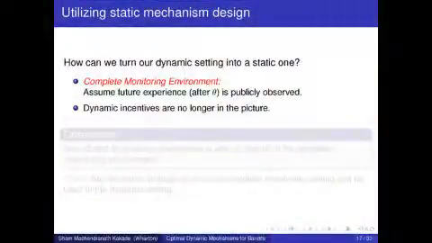But we do have a very good understanding of what happens for static mechanism design, in the sense that if there's really just one signal, we have a good idea of how to characterize constraints. So one question to ask is, how can we utilize our knowledge of the static case? In particular, can we find a way to turn this dynamic setting into a static one, and then utilize our knowledge in the static case? So this brings us to this idea of a complete monitoring environment.